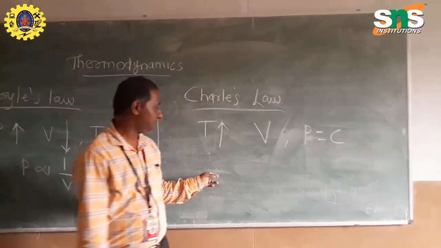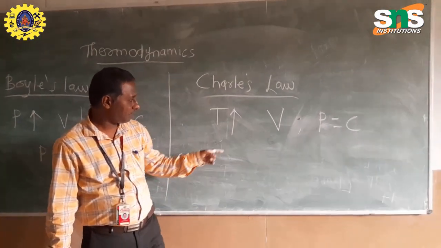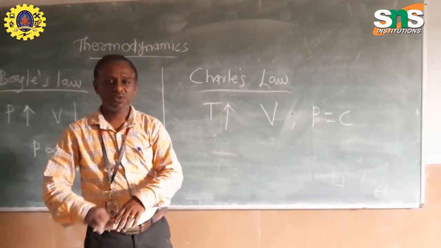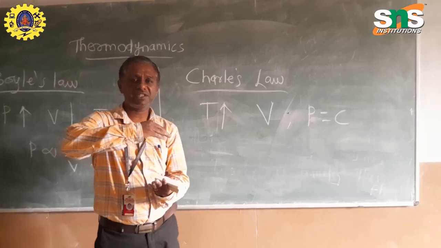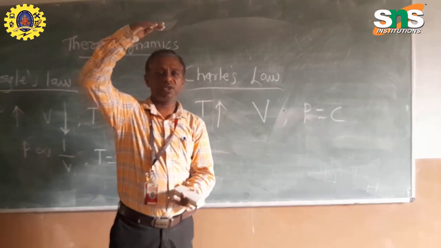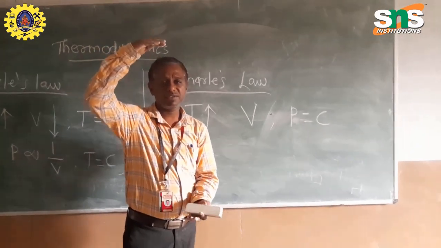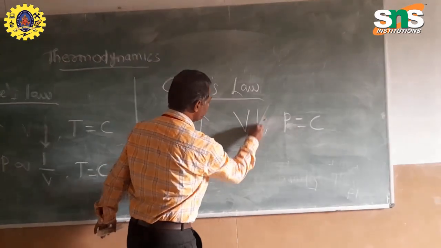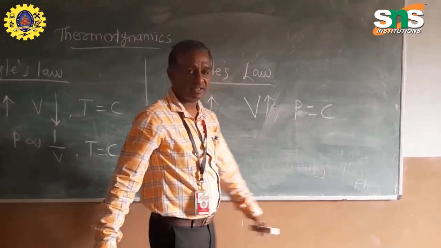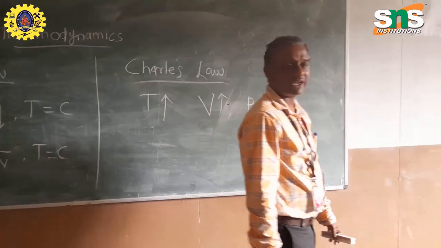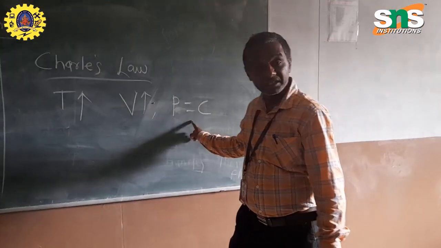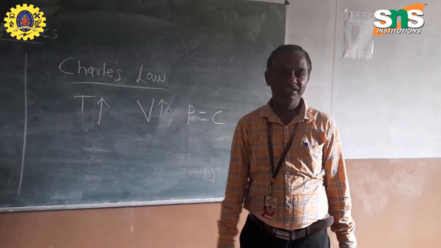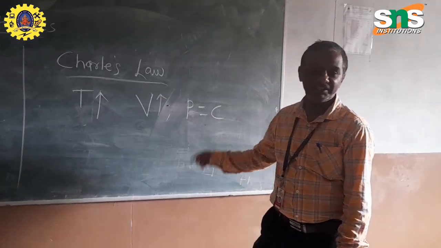So in Zeroth Law, as temperature increases, volume increases. The volume occupied in the vessel goes up because of the buoyancy forces. At the same time, the pressure has to be maintained constant, otherwise there will be a change in the rule. I will tell you later.